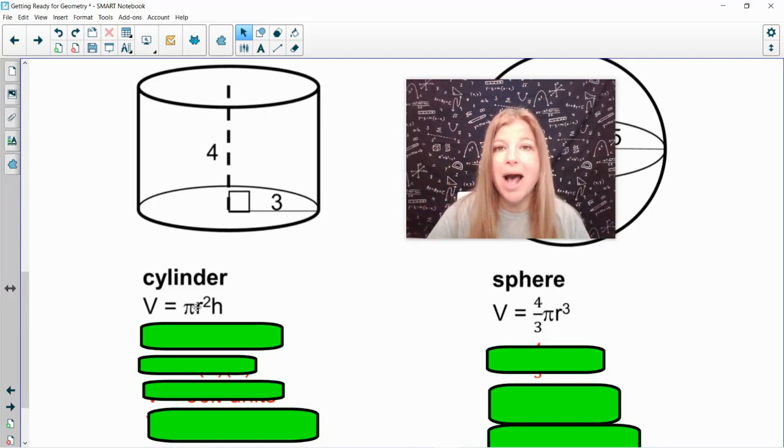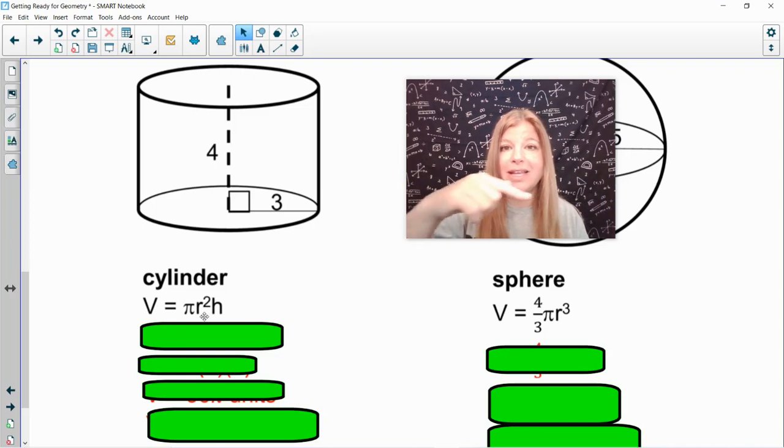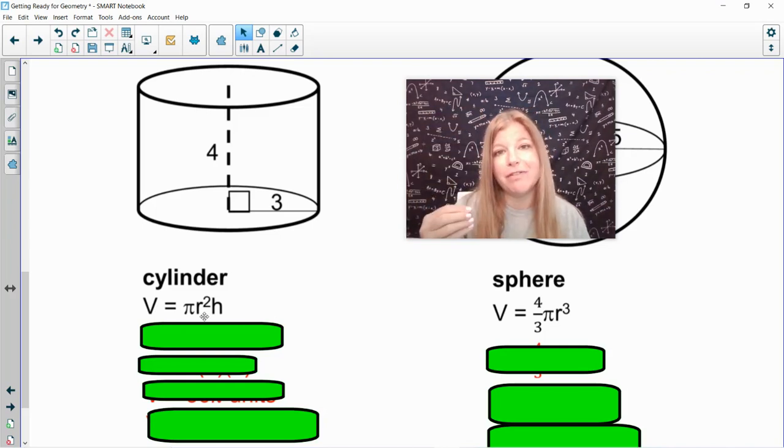Take a look. Pi r squared. We've already seen that formula before. Pi r squared is really just the area of the circle, the area of the base. And then look what the area of the circle is being multiplied by, the height. So if you find the area of the base of a cylinder and then multiply it by the height, you have the volume. And the volume is how much you can actually fit inside of that figure.